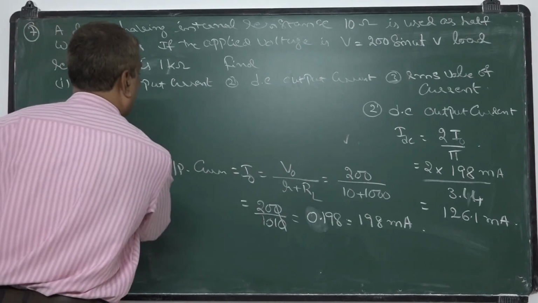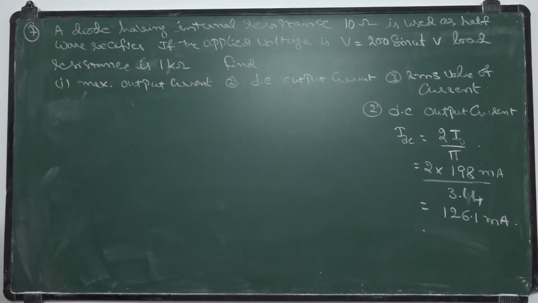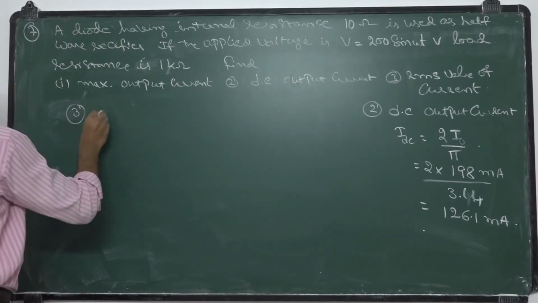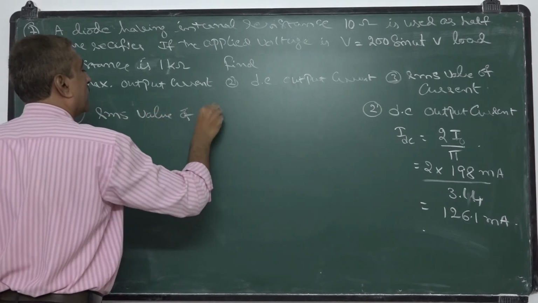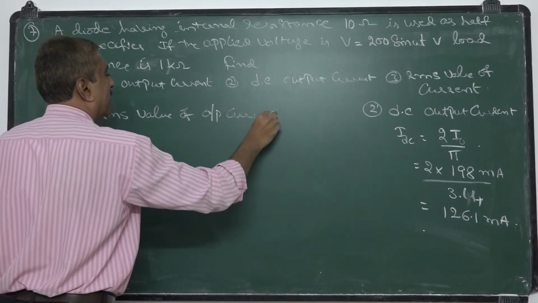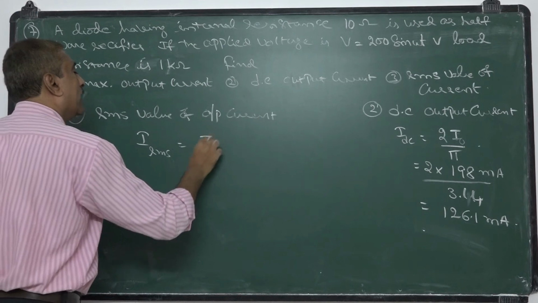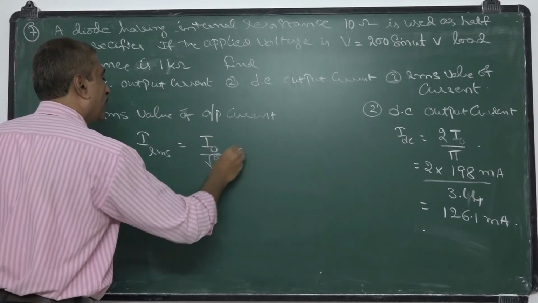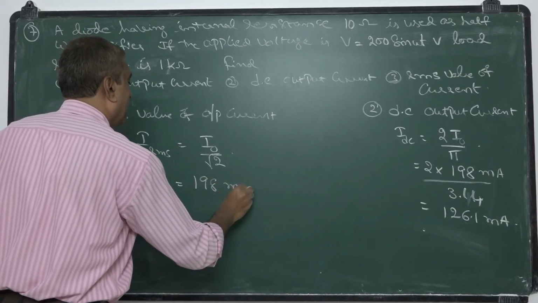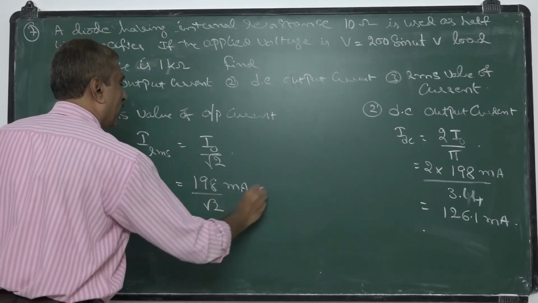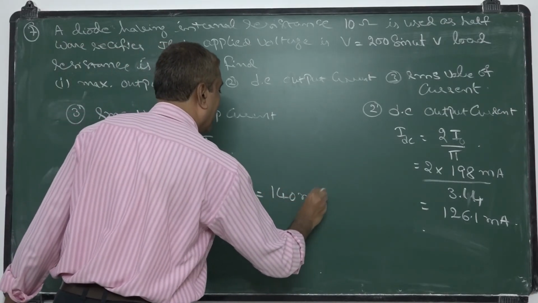Now, last one is RMS value of output current. Third one, RMS value of output current. So IRMS equal to I0 by root 2. That is I0 is 198 milliampere by root 2. The value maybe you get approximately 140 milliampere.